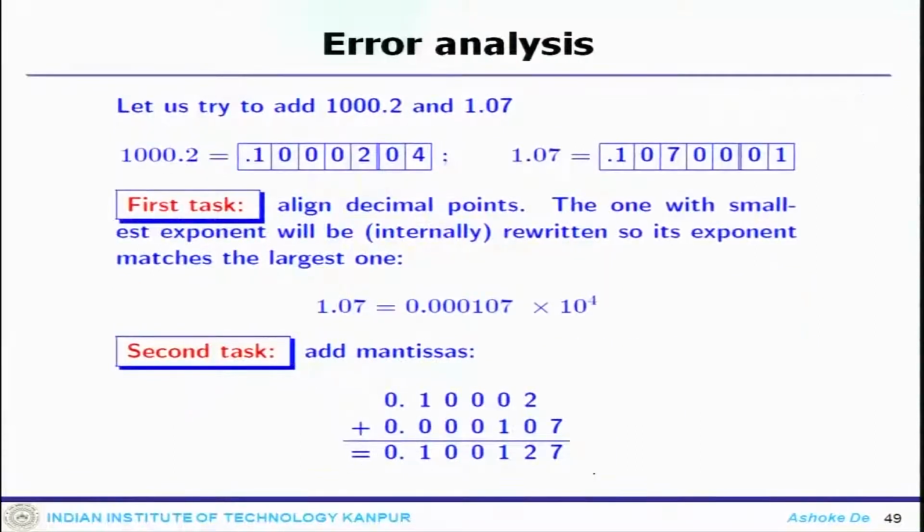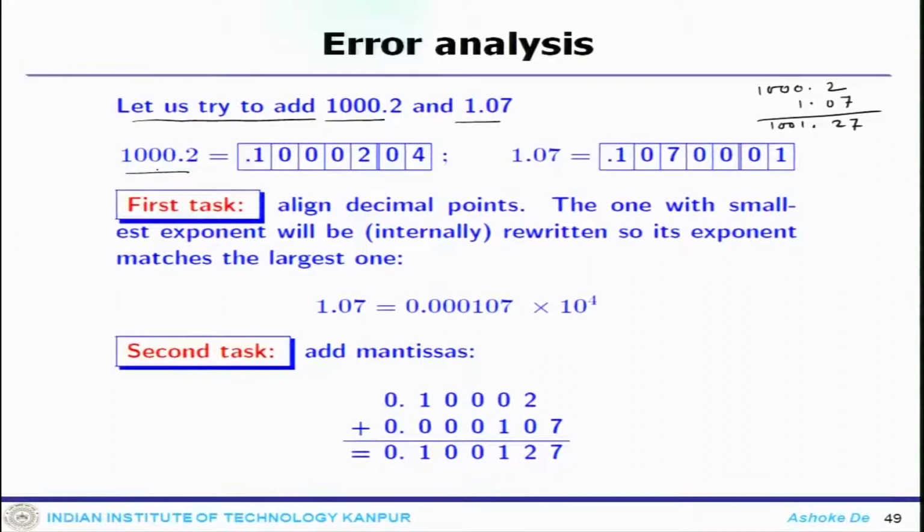Now, let us try to add 1000.2 to 1.07. Arithmetically one can do it very easily. This is 1000.2, 1.07, and this should give me 1001.27.